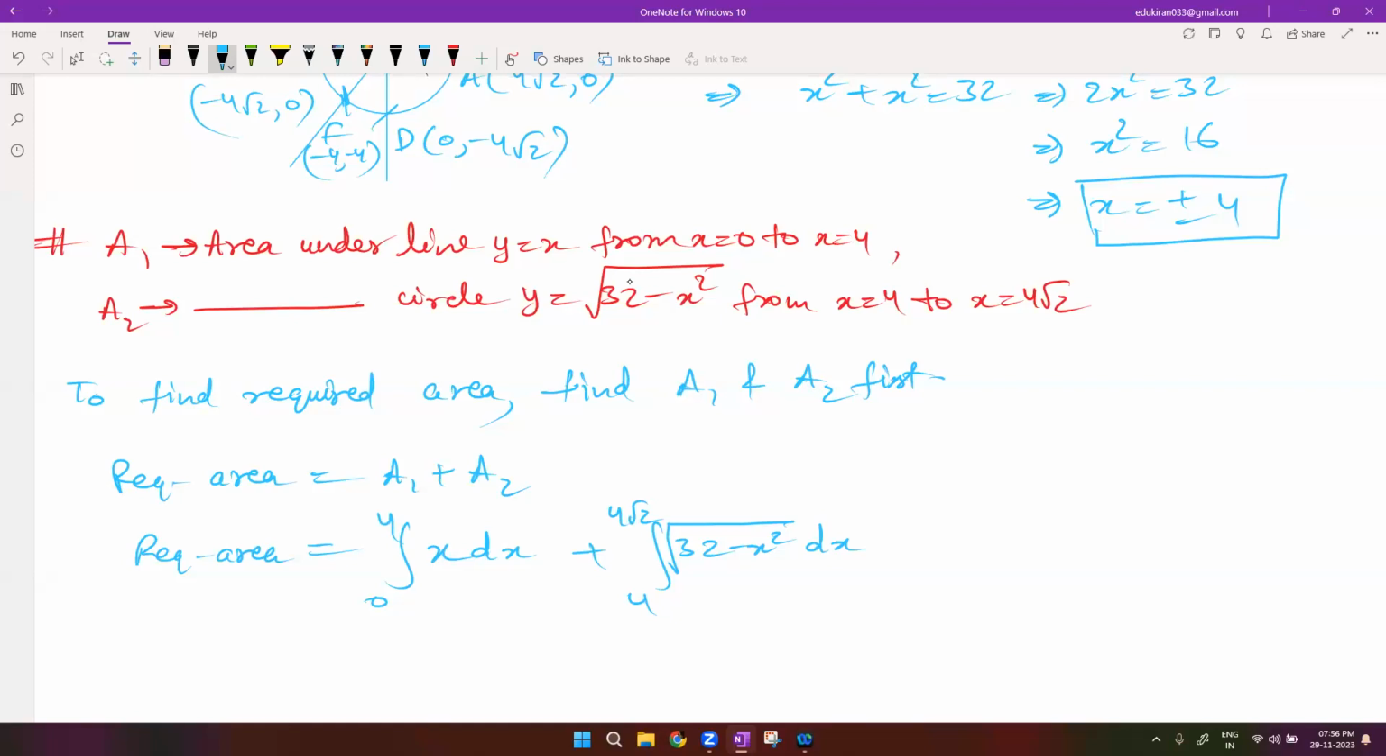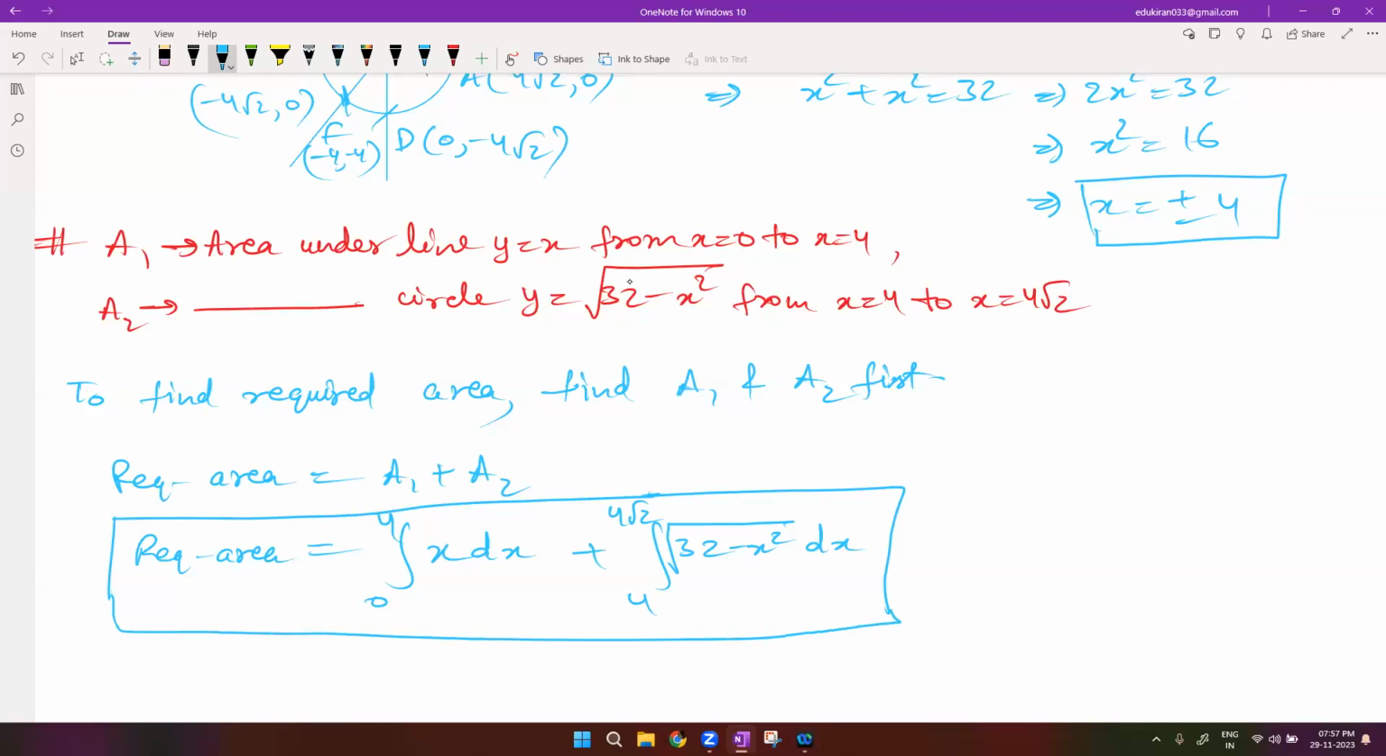You can solve this and find out the final answer. Don't do it now. Please do it at home. I'm not interested in definite integration anymore because we have all the formulas. We have the formula for integrating x square minus a square minus x square. Then we will apply the limits.